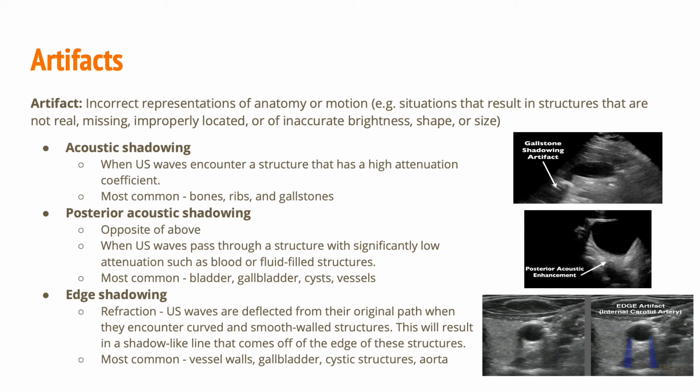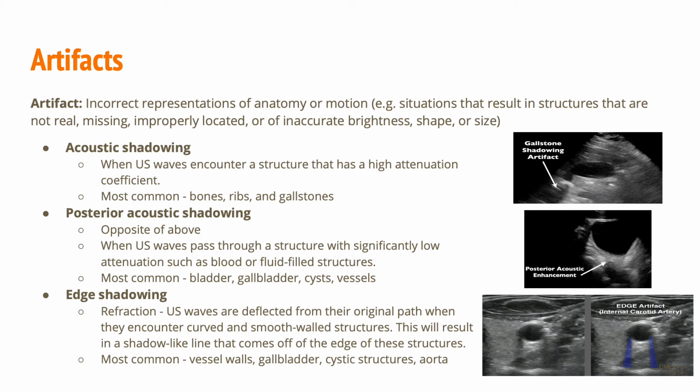Then you have posterior acoustic shadowing. This is the opposite of acoustic shadowing. This is when an ultrasound wave passes through a structure with significantly low attenuation, such as blood or fluid-filled structures. These are most common in the bladder, gallbladder, cysts, and vessels. And you have a picture of the shadowing on the right.